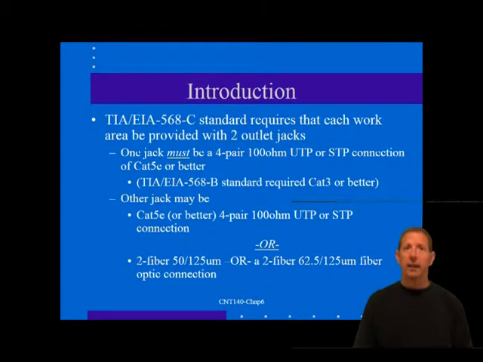Now the other jack may be a category 5e or higher 4-pair 100 ohm UTP or STP connection, or it can be either a 2-fiber 50/125 µm or a 2-fiber 62.5/125 µm fiber optic connection.